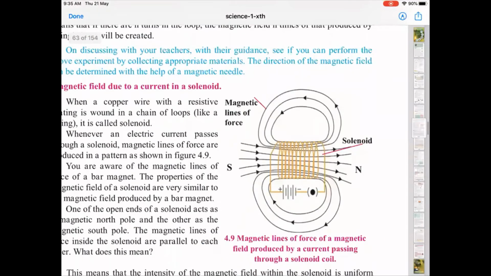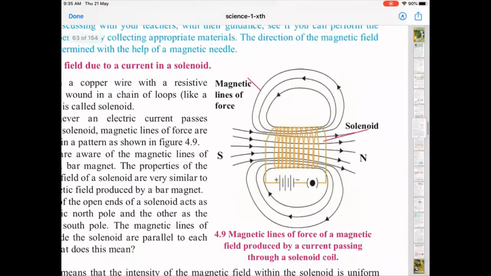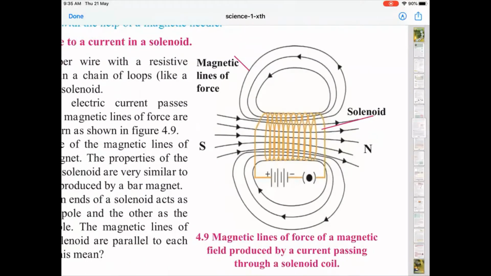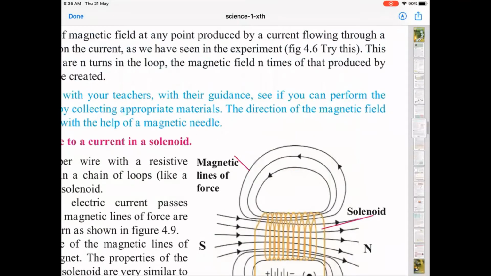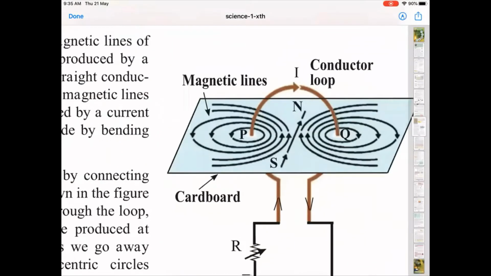If you look at the magnetic field of a bar magnet, here the diagram represents a solenoid, but the magnetic field which is generated by this is also similar to that of a bar magnet. So you see there are two poles which are created. One is the north pole and one is the south pole, and the magnetic lines of force are moving. Actually, magnetic lines of force are always directed from the north pole to the south pole.